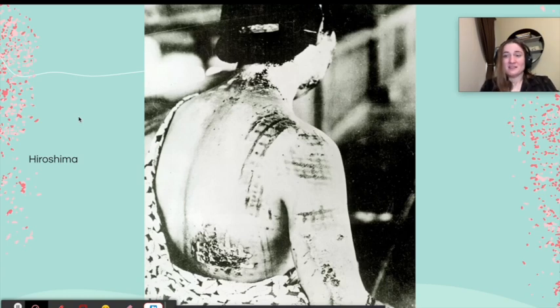Another really horrible side effect of the atomic bombs were the burns that happened on people. So this woman here, she was in Hiroshima. She was wearing a checkered patterned clothing. And the flash was so bright from the atomic bomb that it actually burned the pattern of her clothes into her skin.